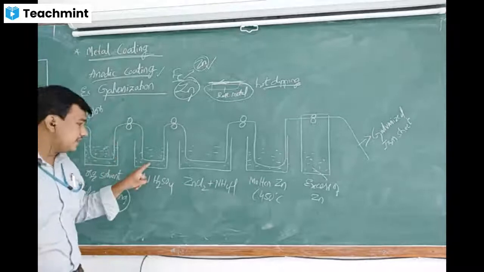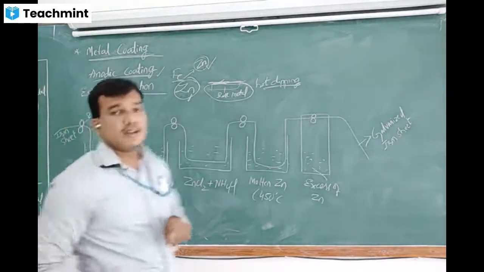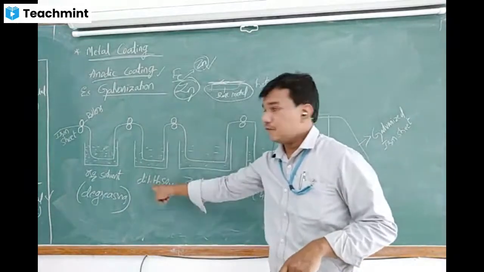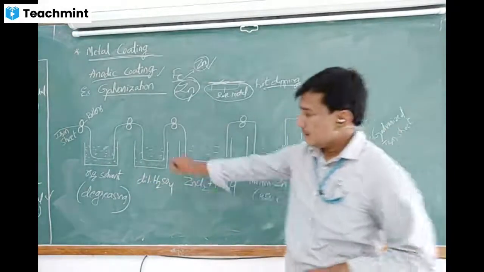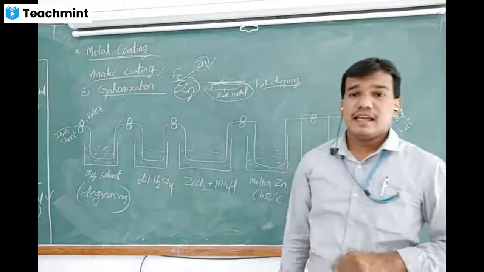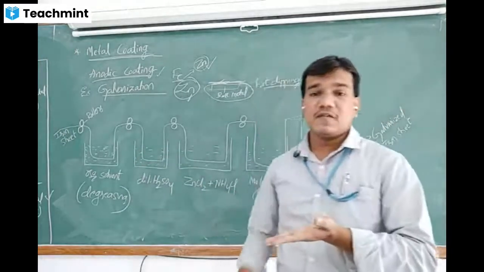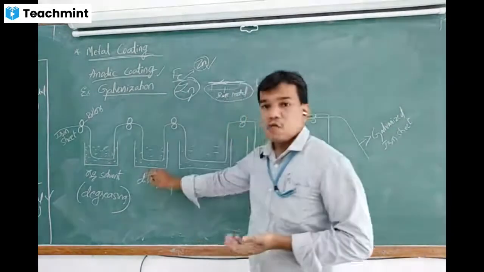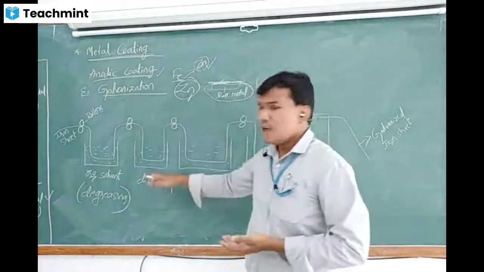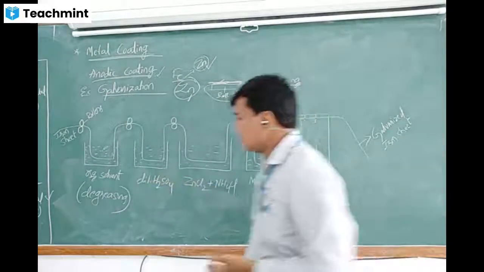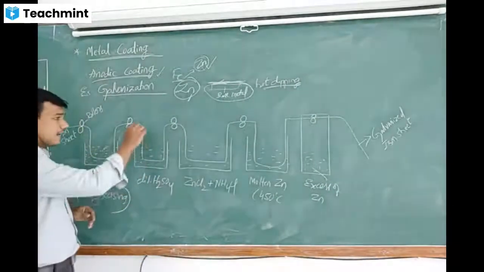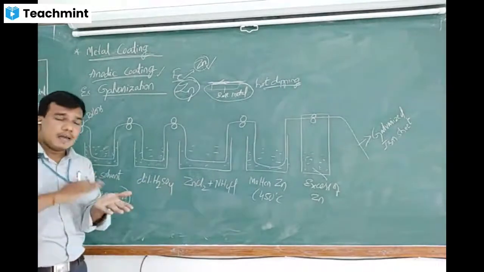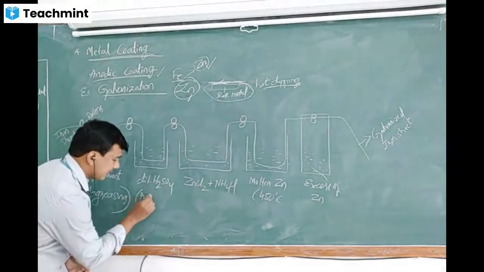Then we dip it in dilute sulfuric acid, not concentrated. Why dip in dilute sulfuric acid? If any scale or rust has already formed on the iron sheet, we have to remove those foreign particles, the rust and scale. Dipping in sulfuric acid like this is called acid pickling.